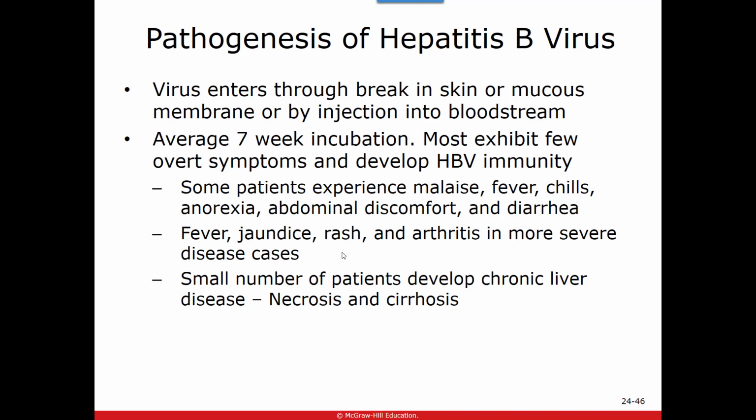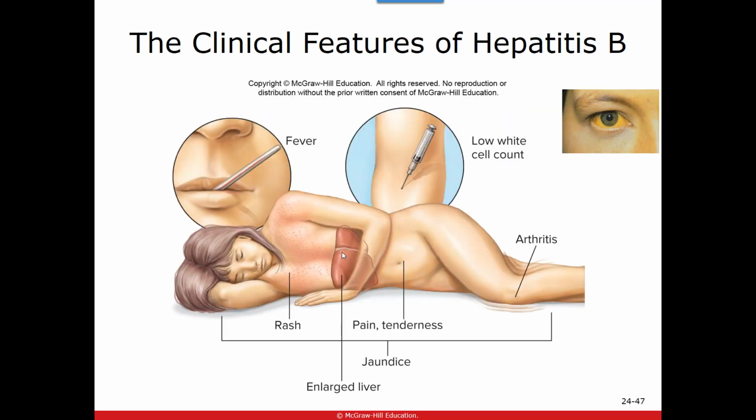And again, part of that's immune system response, part of that's damage to the liver. And some do develop a chronic liver disease where the liver is so damaged it becomes necrotic or cirrhotic. So usually your liver is becoming enlarged. It's inflamed, with a rash, a fever, a low white blood cell count, arthritis, pain and tenderness in your abdomen, and some of that jaundice, the yellowing of the skin and the eyes.